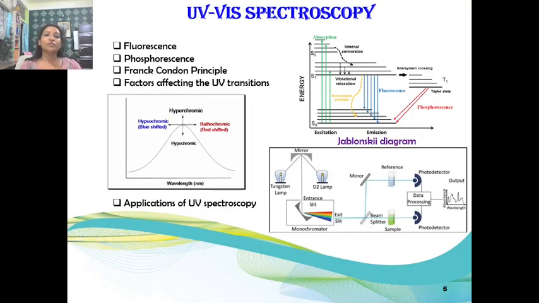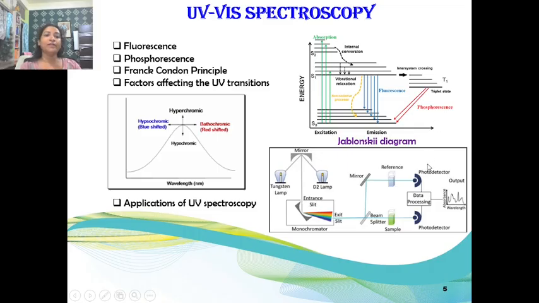UV spectroscopy is also related to fluorescence and phosphorescence. Fluorescence, if any transition happens within the 10 to the power minus 6 second, then it is called fluorescence, whereas phosphorescence, it occurs with a long time lag. For this reason, after absorption of light, phosphorescence has been found to show its radiation after about 6 to 8 hours later. And for fluorescence, whenever we use the source light, then only we can see the fluorescence.